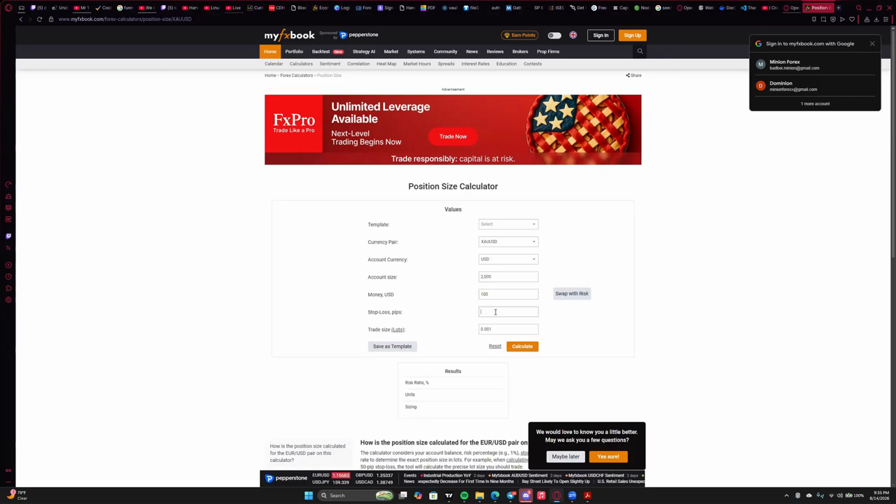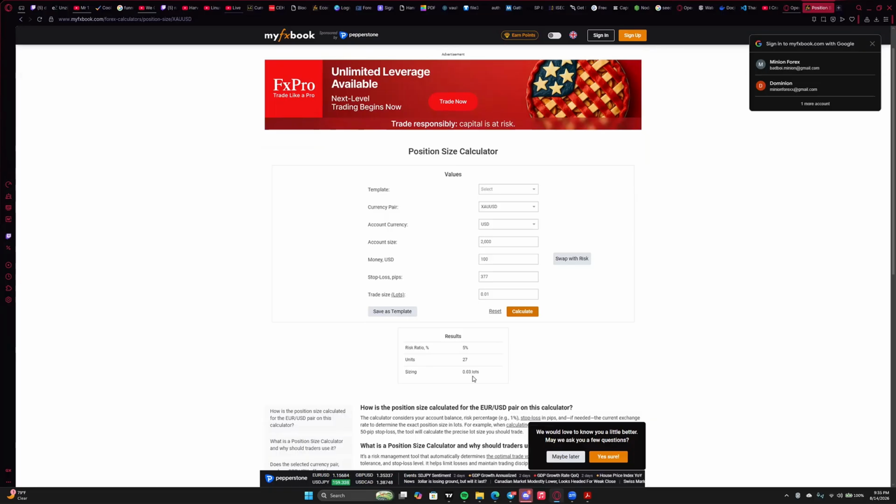Now it's asking you how many pips that is. The pips we got there was 377. Now, in this trade size lot, for gold, remember, you are removing the last digit. So here, you delete the 10 and leave it at 0.01. Then you click calculate. Now it's giving you 0.03. But 0.03 here is not 100% accurate because you will lose more than $100 with this particular pip.